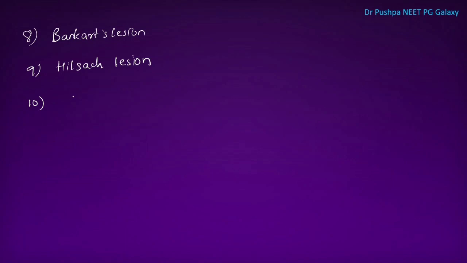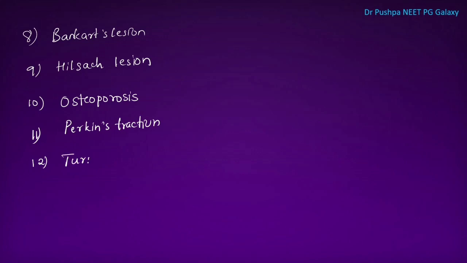What is the most common cause of pathological fracture? Most common cause of pathological fracture is osteoporosis. What is Perkins traction? This is used in fracture of shaft of femur in adults. Next one is turnbuckle cast, where we will use turnbuckle cast. We will use in scoliosis.